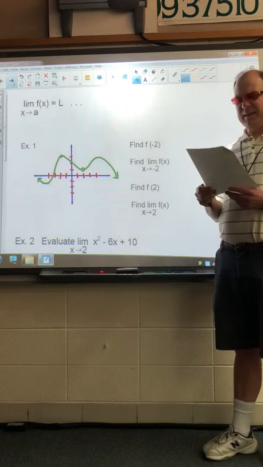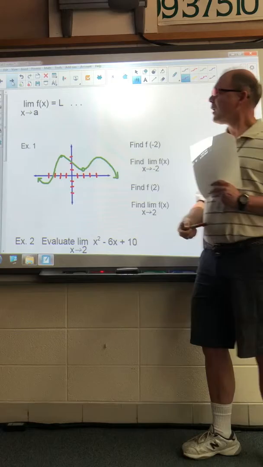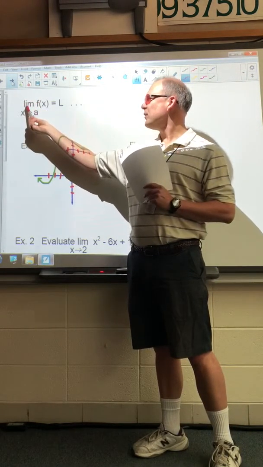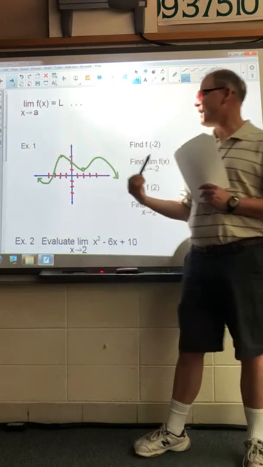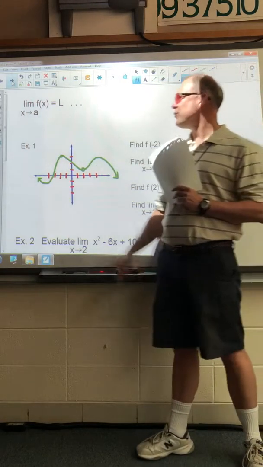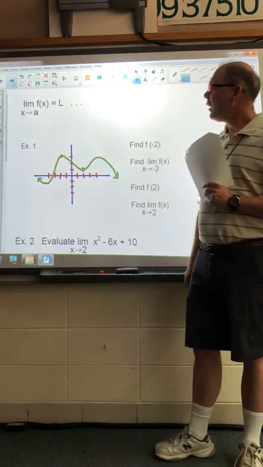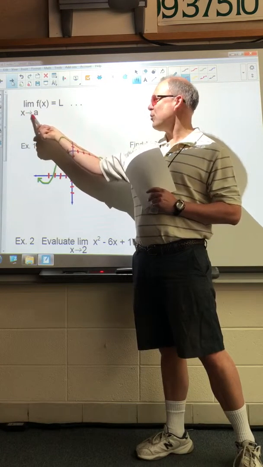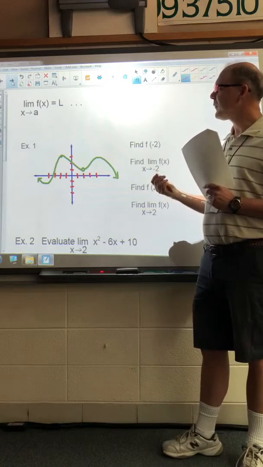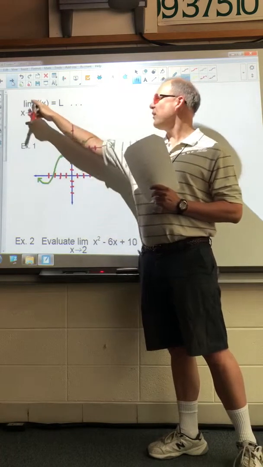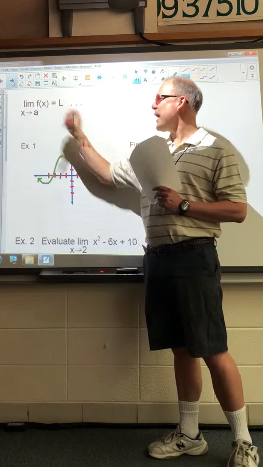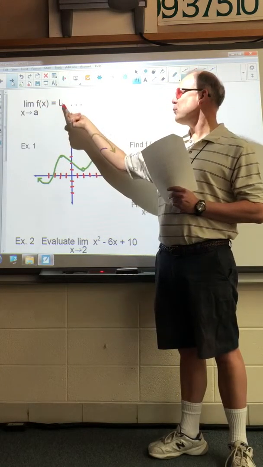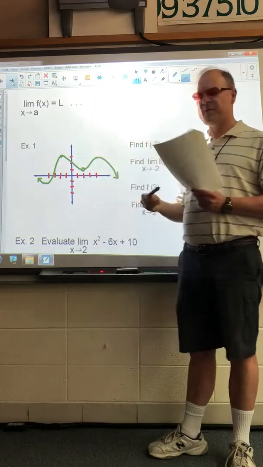So we are talking about limits. So this is the notation for limits. So they use the abbreviation LIM, lim. That's short for limit. Underneath it, it's got an X and then an arrow and an A. So this is the limit as X approaches A for a given function, f of X is equal to some value L.